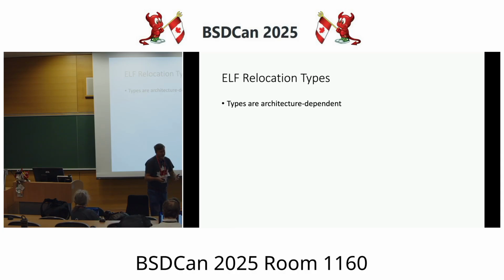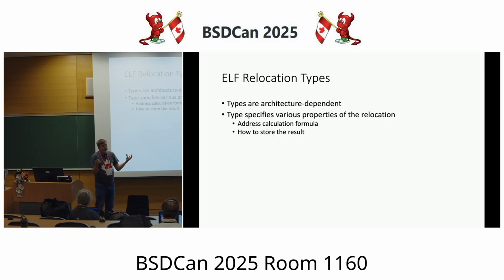So I mentioned types earlier, and types are a set of constant numbers that map to operations, and they're architecture dependent, so every architecture defines its own set of types. The type specifies various properties about what you should do for this relocation. It tells you how you're going to calculate the address that you're going to eventually patch into the target location, and also how to store the result. In many cases, you're patching instructions, and you don't want to just take a 32-bit address and overwrite the whole instruction word. Instead, you might have a 12-bit field at some offset within the instruction word you need to write to. That's part of what the type encodes: not only the computation you're going to do, but how you're going to take that result and store it, and maybe which part of the address you're going to store. We have an example of that coming up.